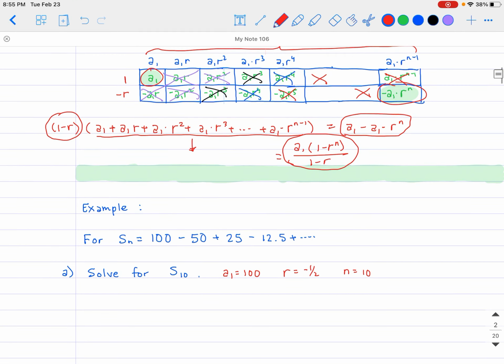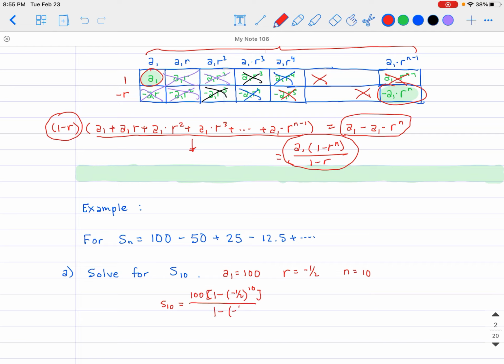So putting it all together, the answer S of 10 is going to be equal to 100 multiplied by 1 minus, and here you have to be careful, negative 1/2 in parentheses raised to the 10th power. And then all of that divided by 1 minus in parentheses negative 1/2. So take all that and put it into a calculator and see what you get. Let me go ahead and quickly do that right now.